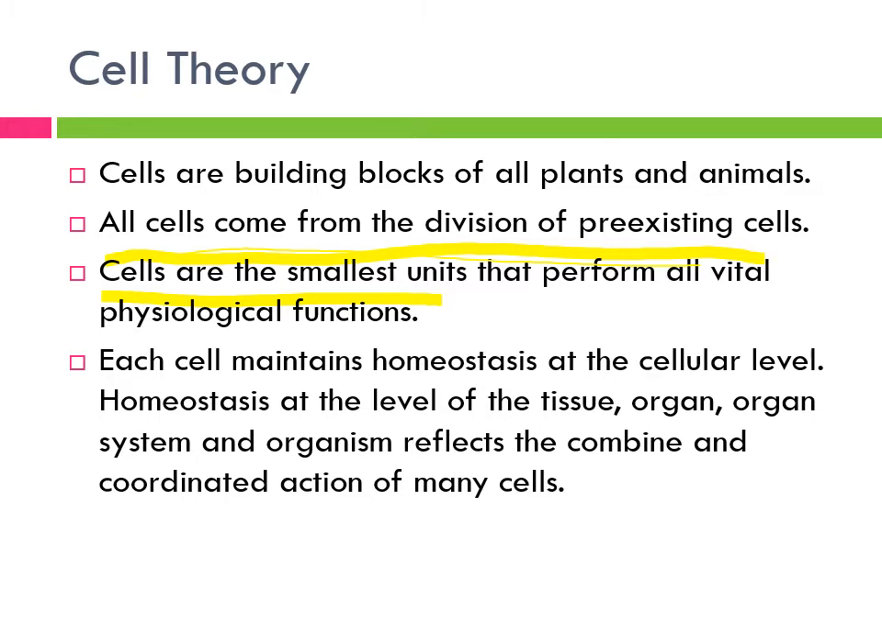And each cell maintains homeostasis at the cellular level. So we have homeostasis at the level of the cell, at the level of the tissue, at the level of the organ system, and the organism. And this is through the coordination of many different types of cells.